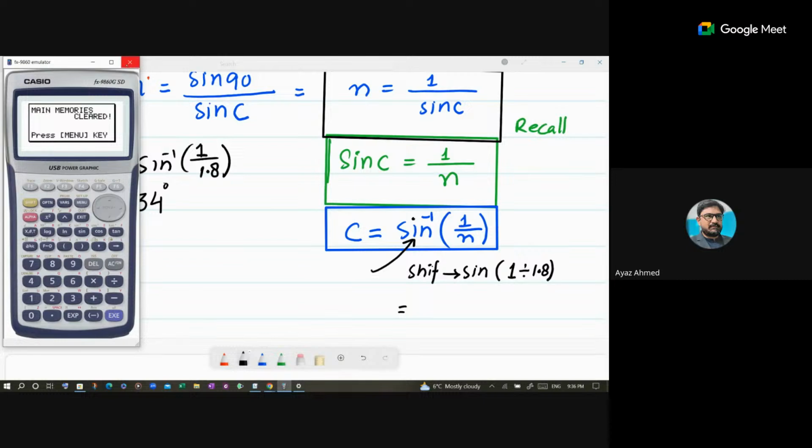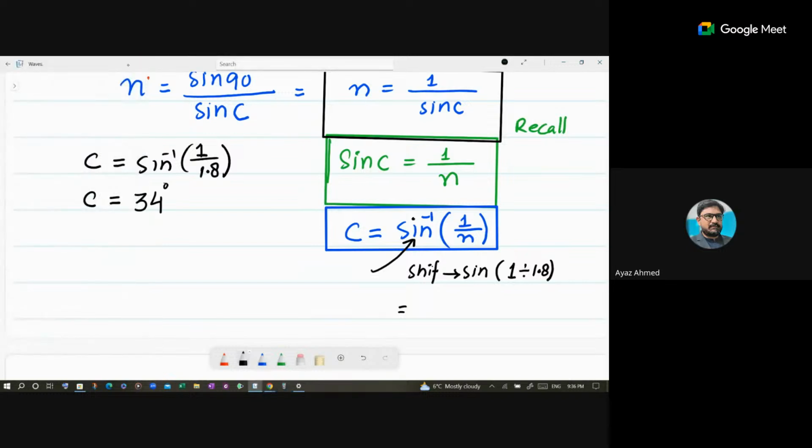Okay. Anyhow, that was sine inverse of 1 upon 1.8. So you will get 34 degrees. ठीक है अरीबा आंसर आ गया तुम्हारा.